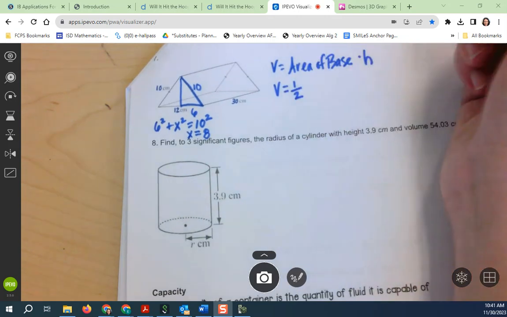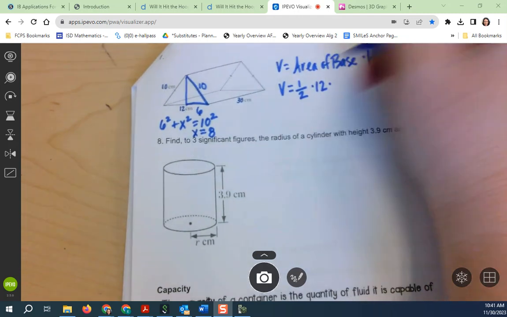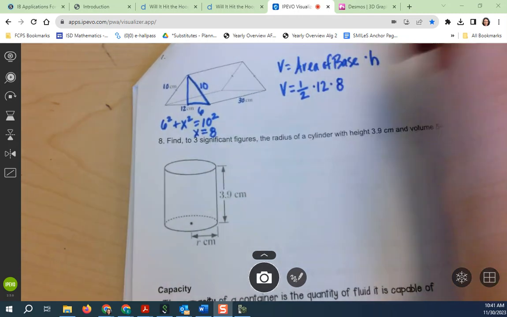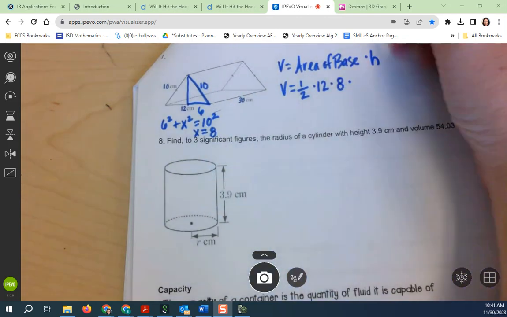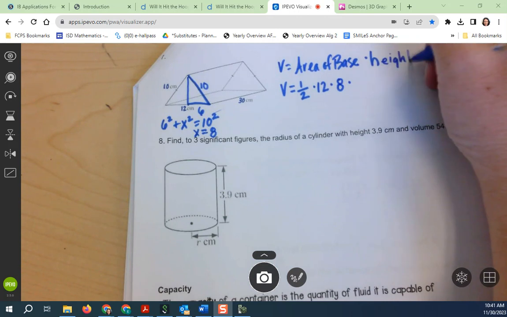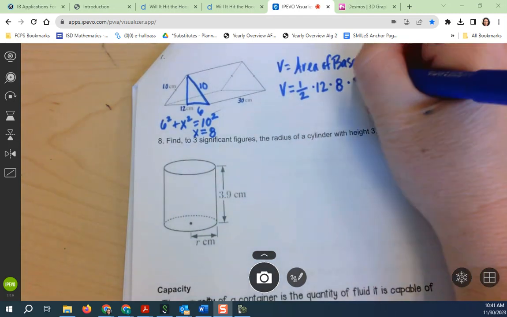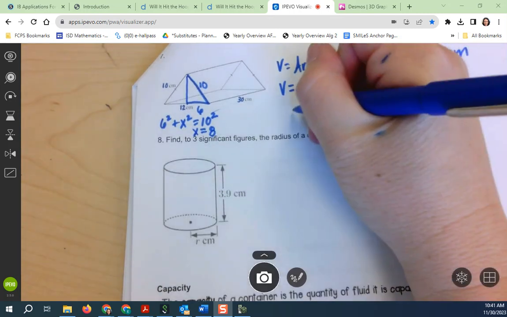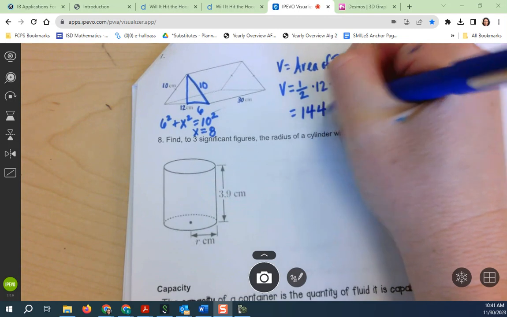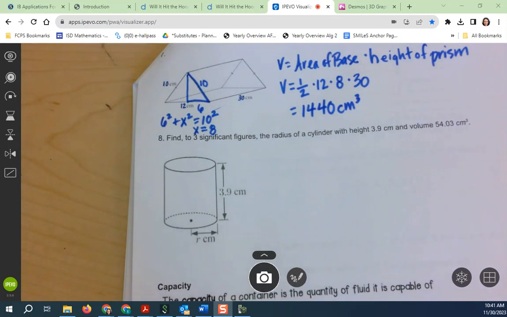All right, so the triangle is 1/2 base times height. My base is 12. And my height is 8. And then the height of the whole prism, this is the height of the prism, is 30. And I got 1,440 cubic centimeters. Can anybody confirm that? You got that?